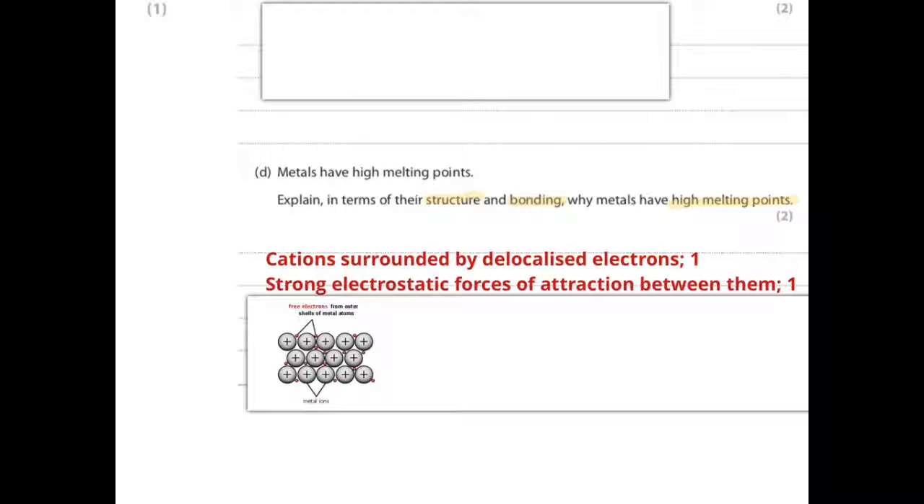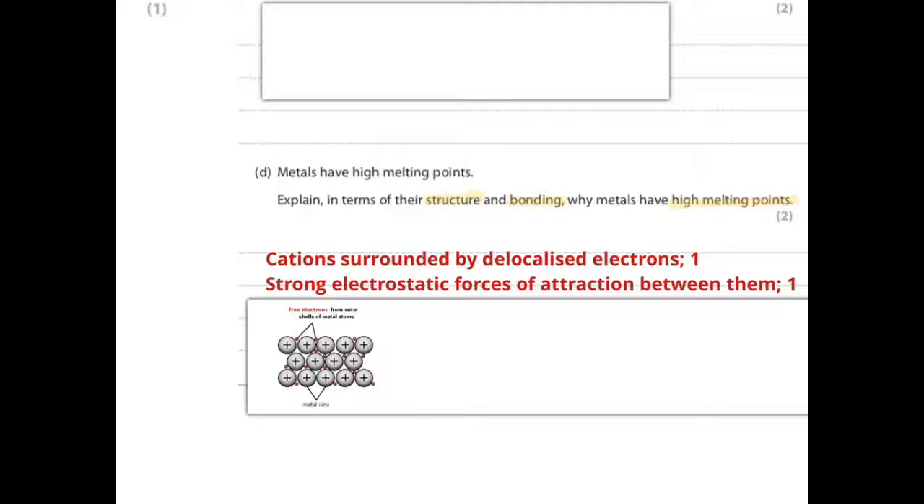And you explain why they have a high melting point by saying strong electrostatic forces of attraction between them. That's why anything has a high melting point, because of strong electrostatic forces. So always include that in any question about high melting points. And if it's low melting points, then you must talk about weak intermolecular forces instead. But you wouldn't talk about low melting points with a metal, or they wouldn't ask you about mercury, between a metal or a giant ionic lattice or ionic compound or a giant covalent structure.